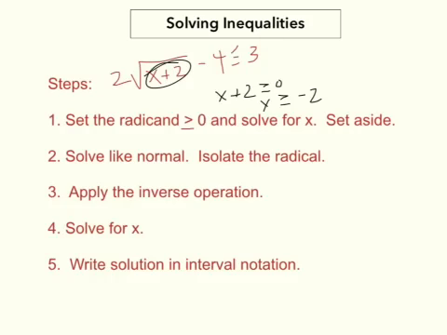Sorry, this would have to be an inequality. So it doesn't matter what this inequality sign is. We are setting the radicand greater than or equal to 0, and that's because we want what's under a radical to be positive.